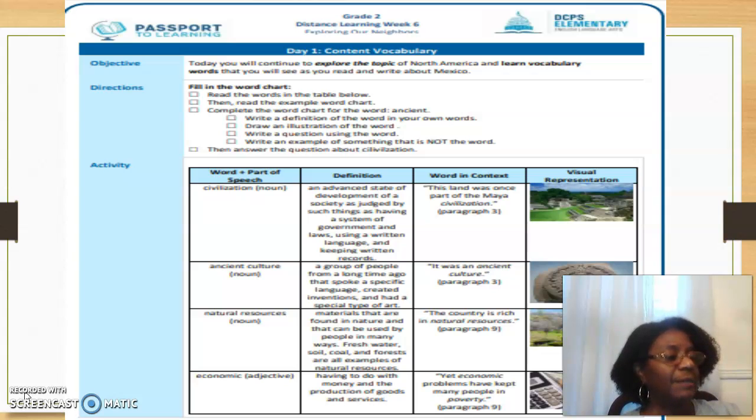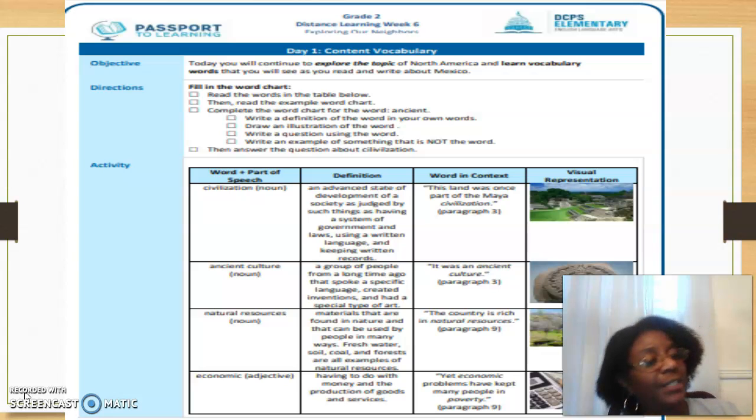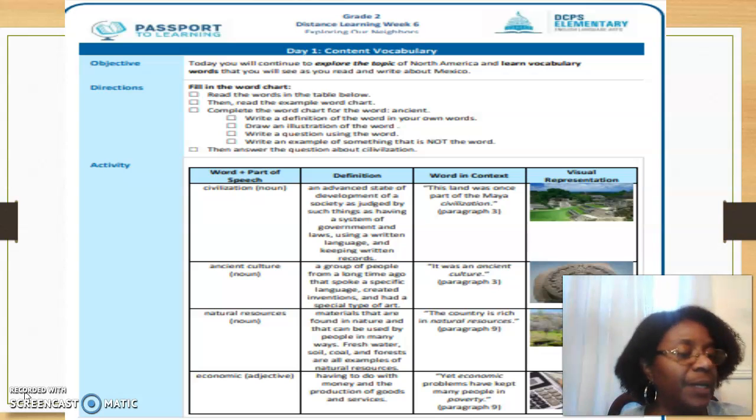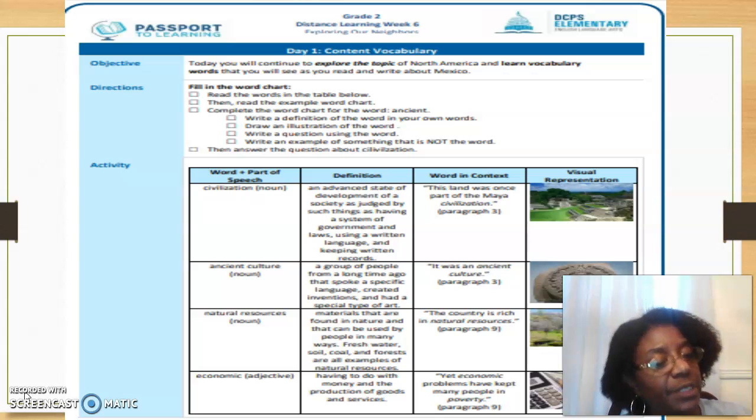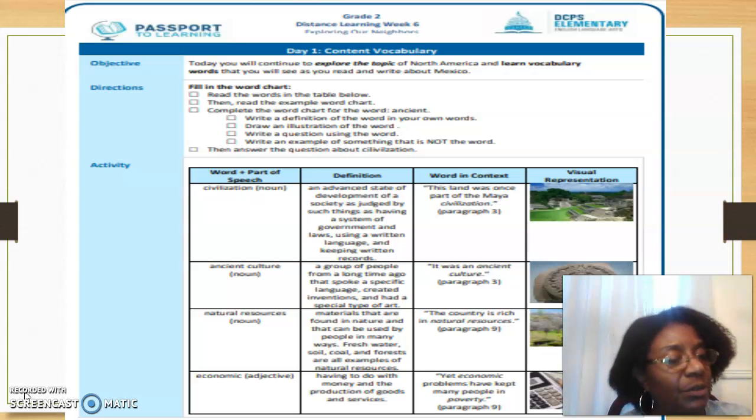All right, so economic means having to do with money and the production of goods and services. In a context or sentence: economic problems have kept many people in poverty. That's also in your text. The visual representation of economics shows money and a calculator, right? So anything economic has to do with money.